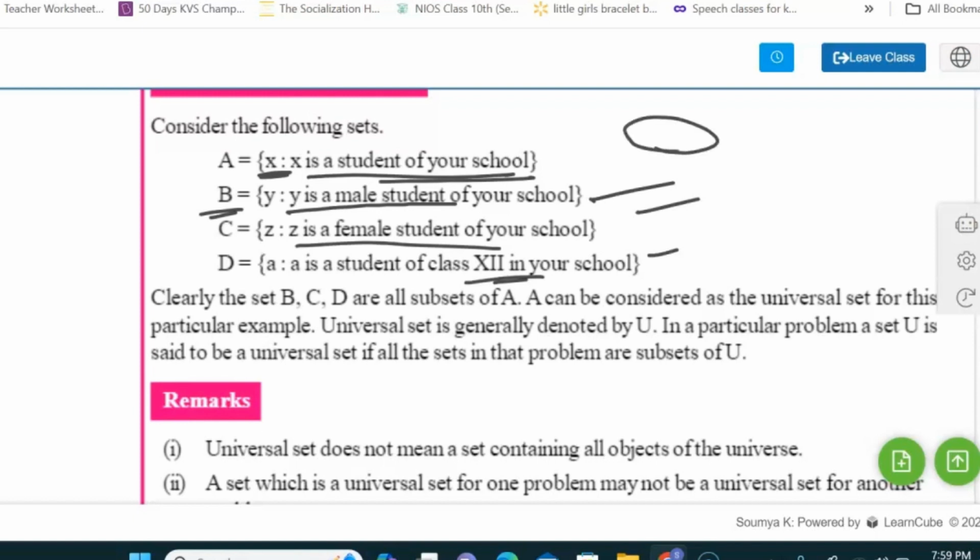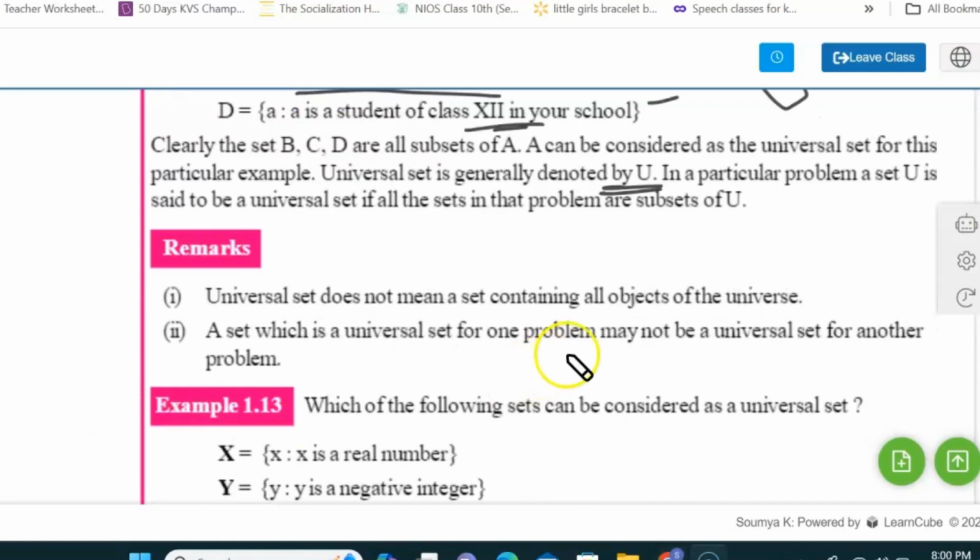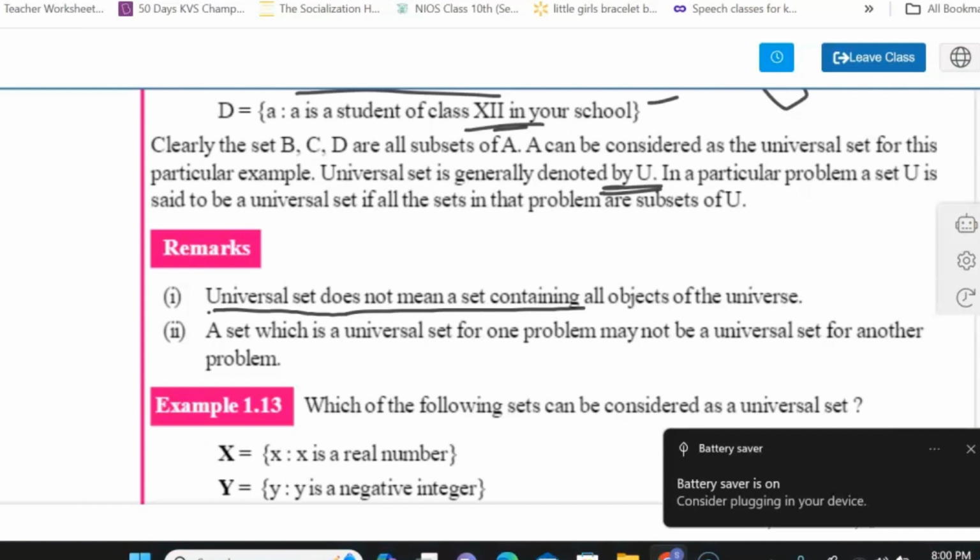A is the main set. That main set is known as the universal set, where other subsets like B, C and D, everything comes inside this A set. So we call that the universal set, and usually it is denoted by the U symbol. In a particular problem, set U is said to be the universal set if all the sets in that problem are subsets of the universal set. Let's note, universal does not mean a set containing all the objects of the universe. A set which is a universal set for one problem may not be the universal set for another problem.